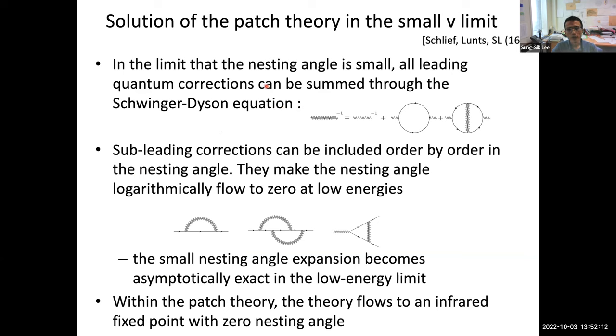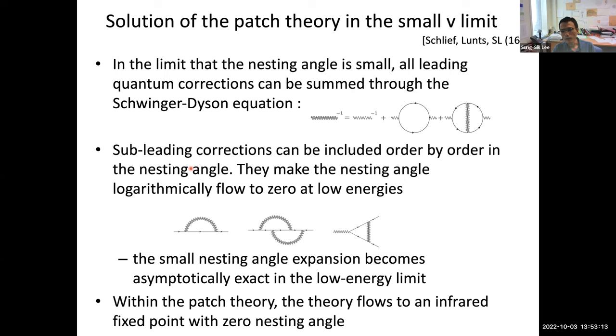So you can show that in the limit that the nesting angle is small, all quantum corrections that survive can be summed over through this Schwinger-Dyson equation. It's like an RPA, but with some vertex correction, where this double line represents the fully dressed propagator of the collective mode. So the small V limit is not the same as the small Yukawa coupling limit. This is a non-perturbative limit, but in that limit, the leading order correction can be included through this Schwinger-Dyson equation. And the remaining quantum corrections can be included order by order in the nesting angle.